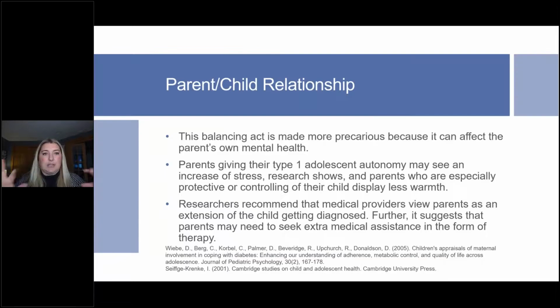Now, just talking about type 1 diabetes is debilitating enough. I mean, it's a tough disease. But then there's other things that layer on top of that that make it even more complicated.